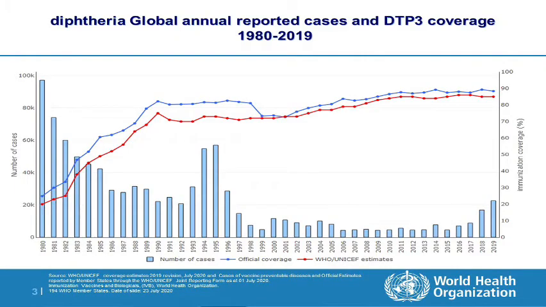This is a picture published by the WHO on 23rd of July 2020, and it shows the diphtheria global annual reported cases and DTP3 coverage from 1980 to 2019. The blue bars show the number of cases, and the lines show the coverage of vaccine. In 2019, 22,625 cases of diphtheria were reported globally.